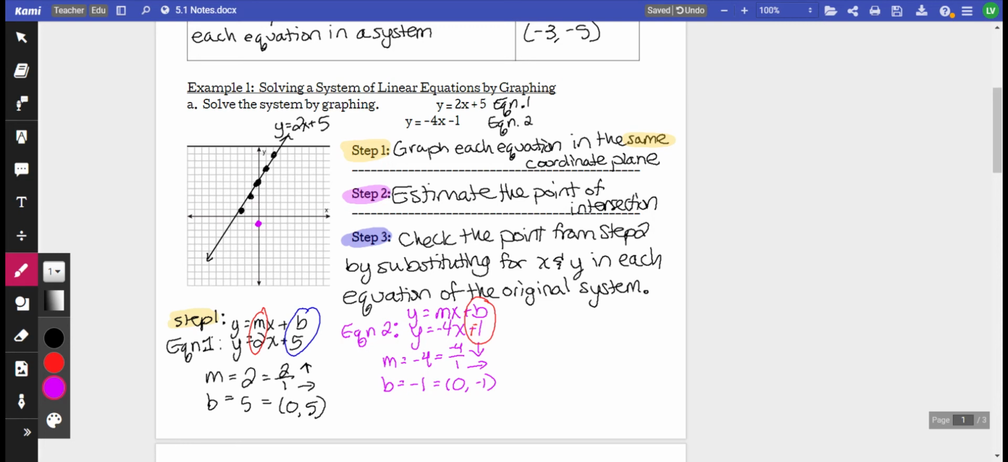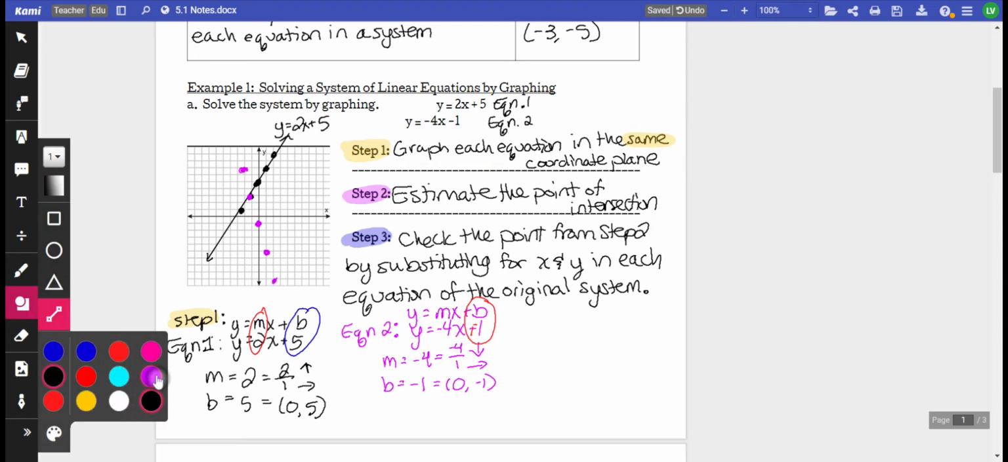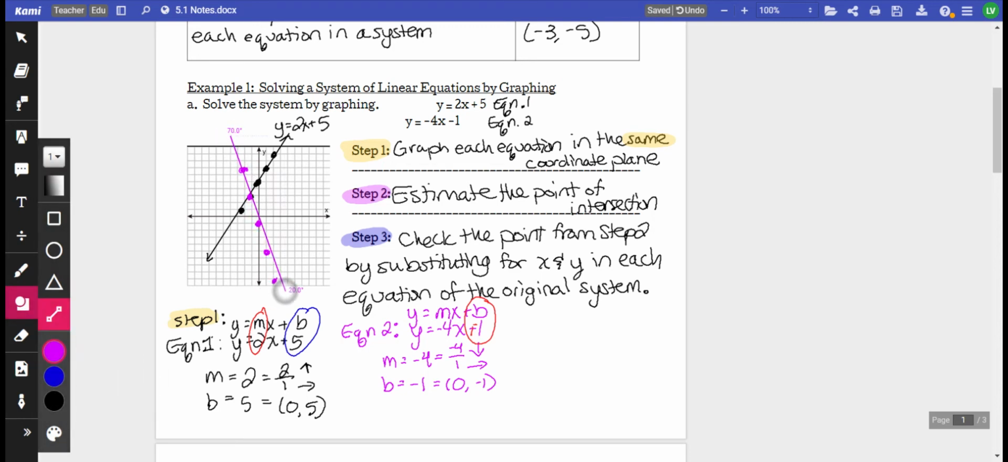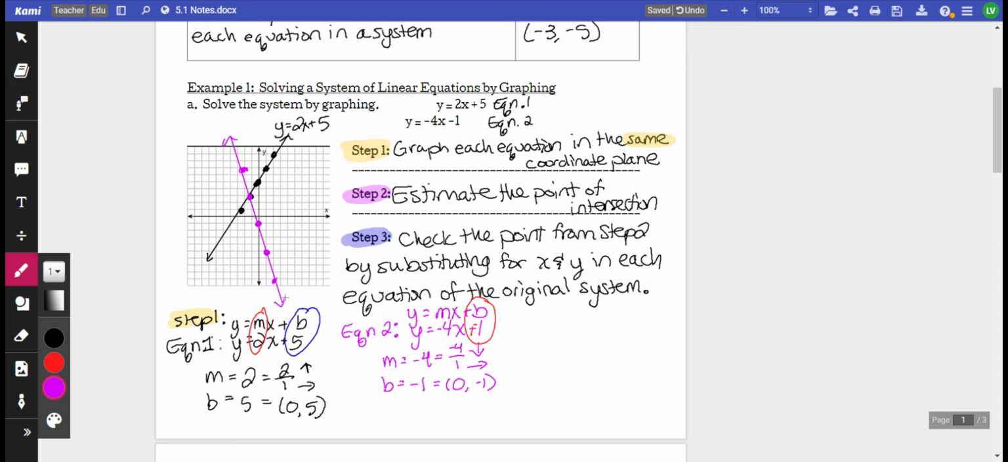Then my slope tells me to go down 4, 1, 2, 3, 4 to the right 1. I could have also gone up 1, 2, 3, 4 to the left 1. Then I'm going to draw my line that connects the points. Lastly, I'm going to label my graph: y equals negative 4x minus 1. Okay, that was all step 1.